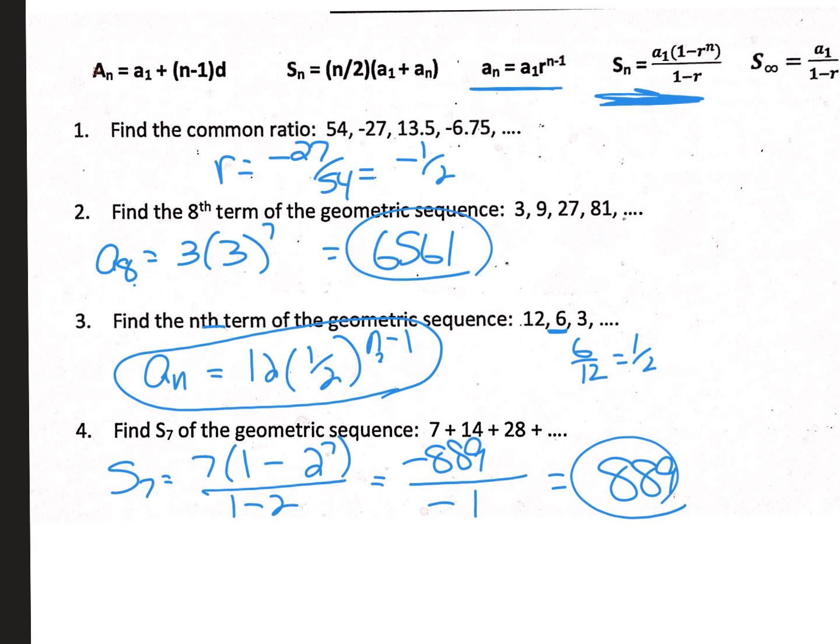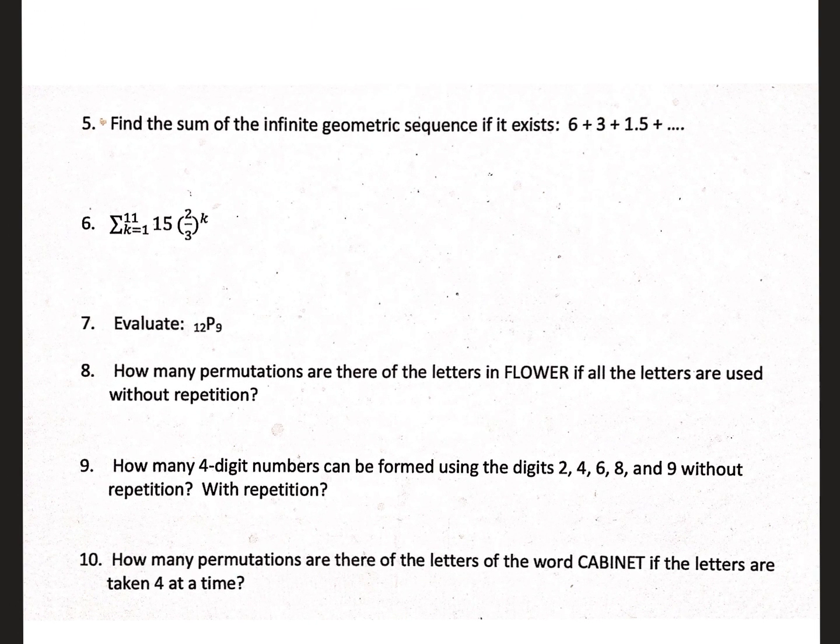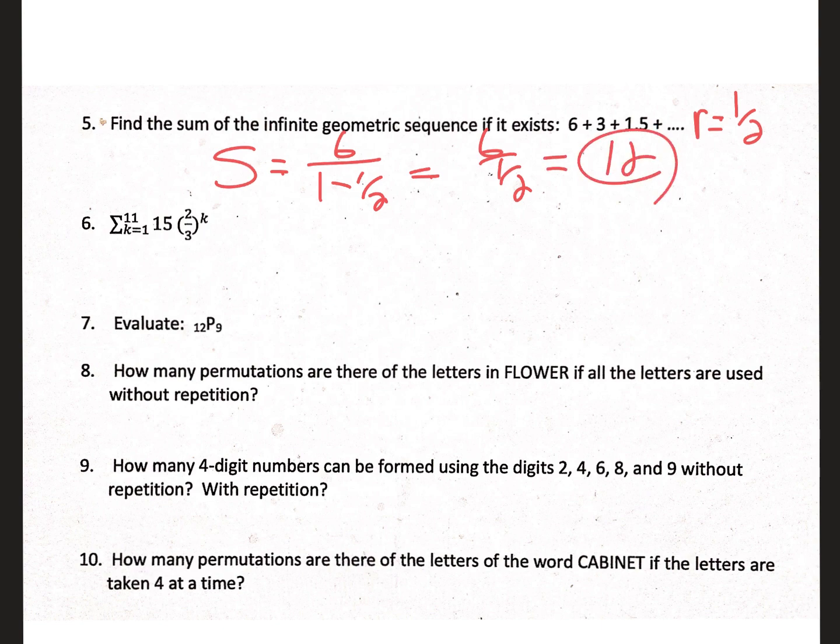All right. Number 5, find the sum of the infinite geometric, if it exists. Now, remember, it only exists if r is between negative 1 and positive 1. In this case, r is 3/6, which is really 1/2, which means you can do it. Now, the sum of the infinite is that last formula. So it's going to be the first term, which is 6, over 1 minus r, which is 1/2. That would give me 6 over 1/2. And if you work that out, you would get 12.